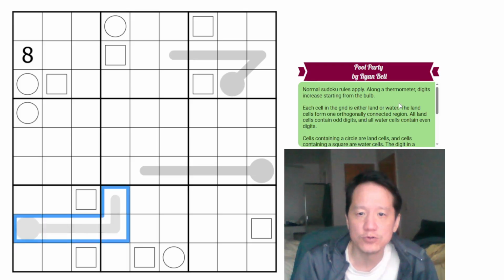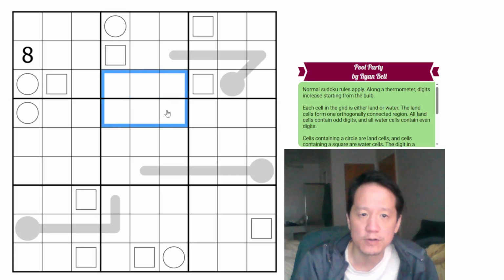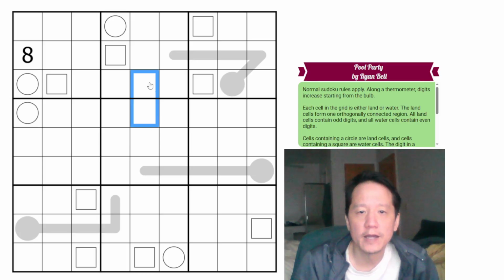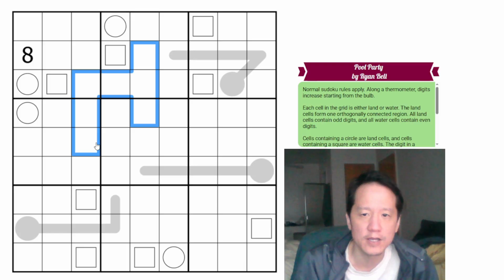Also, the next rule set is each cell in the grid is either land or water. The land cells form one orthogonally connected region. That means all the land cells have to be orthogonally connected to all the other land cells. And orthogonally connected just means that they share an edge. So the land cells all form one orthogonally connected region.